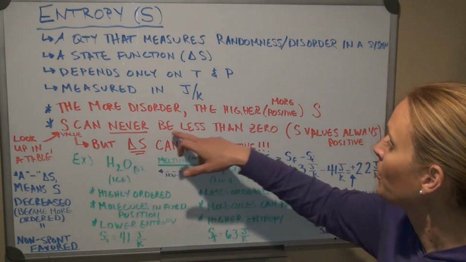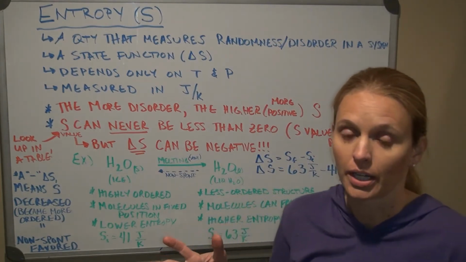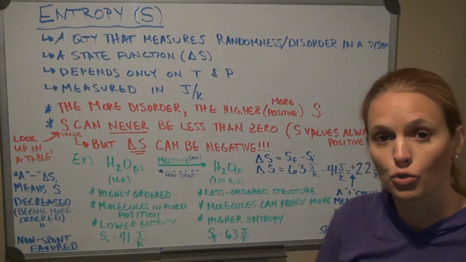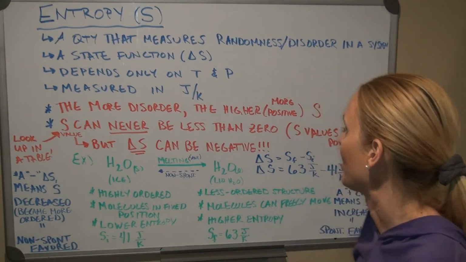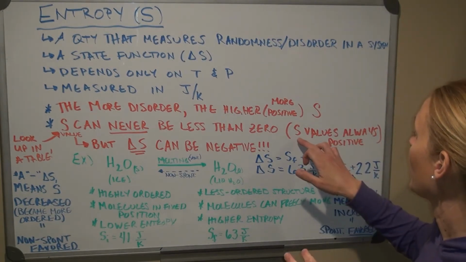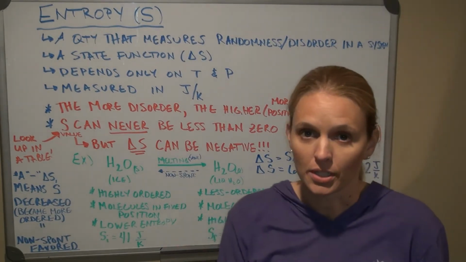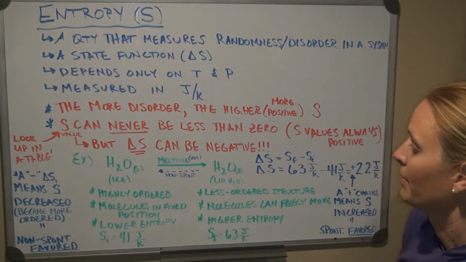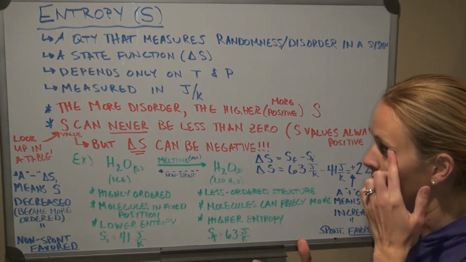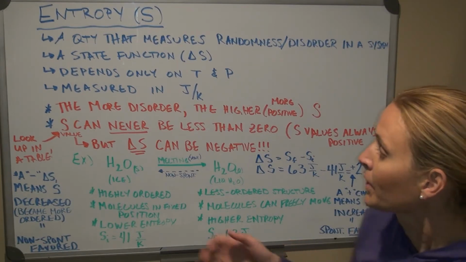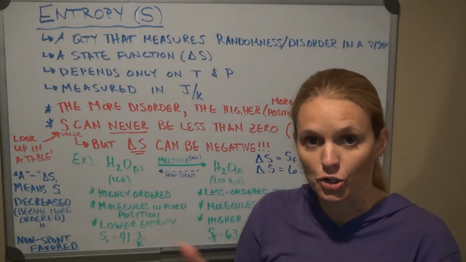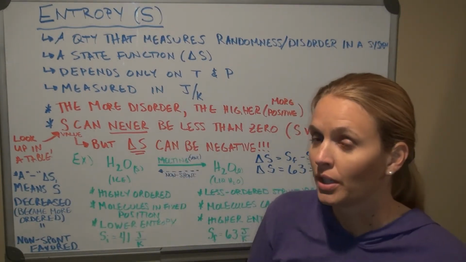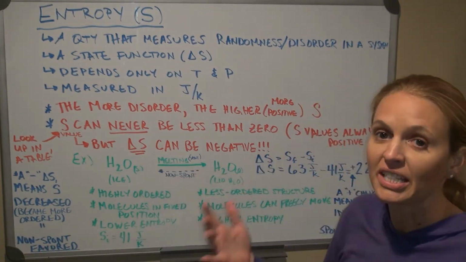Okay, so it can never be less than 0. Okay, and that kind of gets into the third law of thermodynamics. Okay, so the S values are always positive. 0 is considered positive, so it's either 0 or greater that something is always designated as for its entropy value, okay? However, the change in entropies between a final and initial state, they can be negative, right?